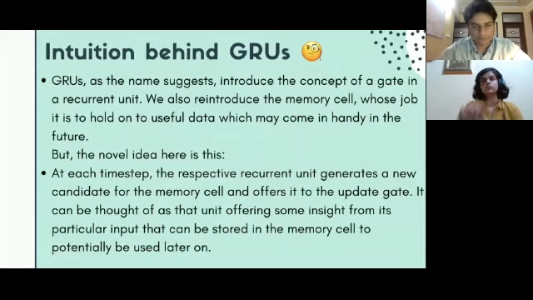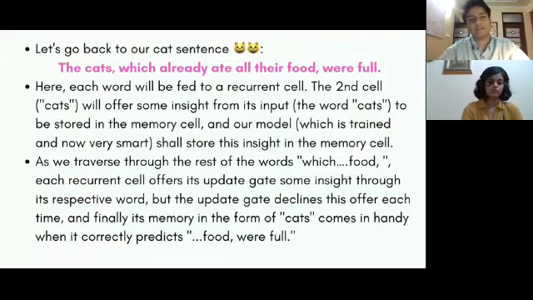At each time step, the respective recurrent unit generates a new candidate for the memory cell and offers it to the update gate. It can be thought of as that unit offering some insight from its particular input that can be stored in the memory cell to potentially be used later on. So let's see this in action.